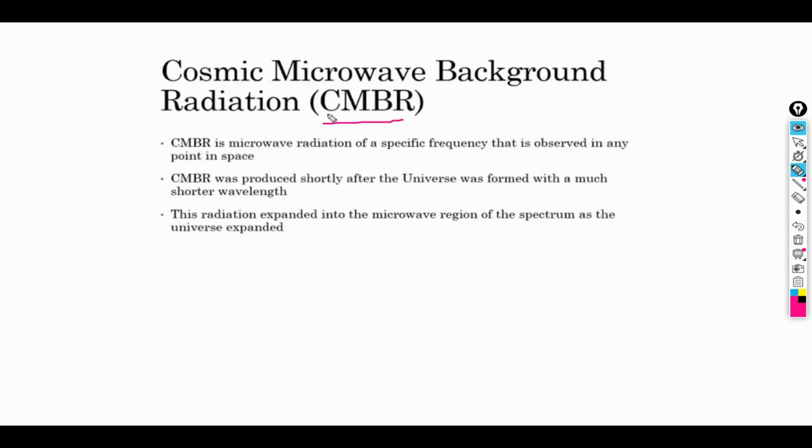So what is cosmic microwave background radiation? CMBR is microwave radiation of a specific frequency that is observed at any point in space. It was produced shortly after the universe was formed with a much shorter wavelength. So keep this in mind: when it was formed, its wavelength was very small, and gradually it keeps on increasing. This radiation expanded into the microwave region of the spectrum as the universe expanded. That's why it is known as cosmic microwave.